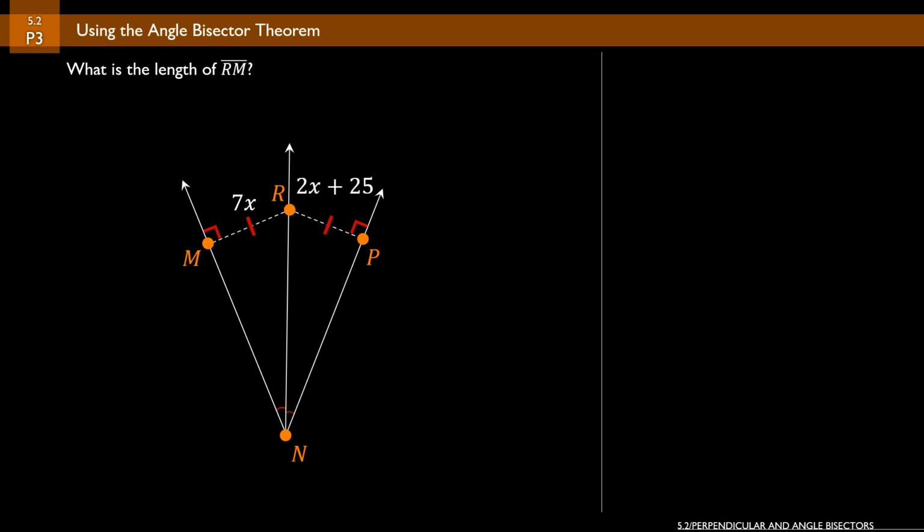Now, since R is on the angle bisector, and R is equidistant to M and P, we can then say that 7x is equal to 2x plus 25. Then we can work that out, and we get x equals 5. So if we want to know what the length of segment RM is, then we just plug 5 in for x. 7 times 5, 35, and there's your length for segment MR.